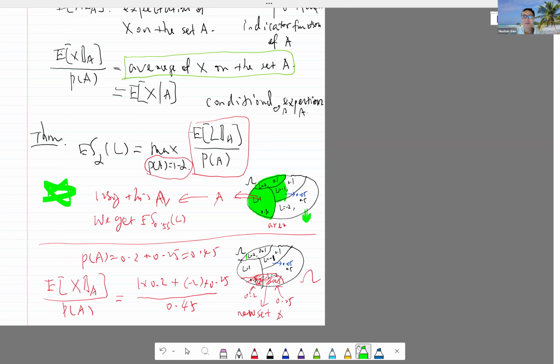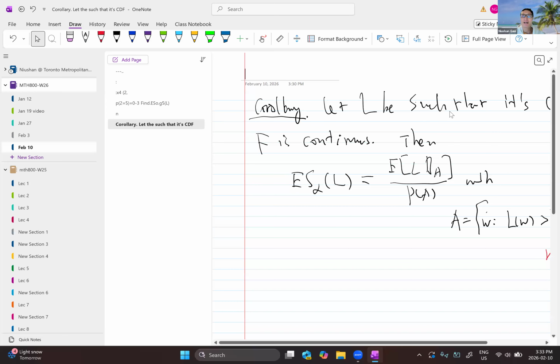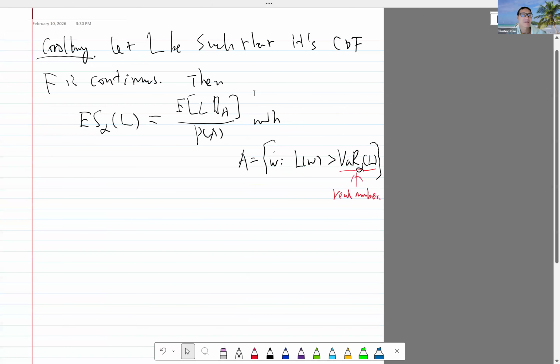Okay, until you reach the probability 1 minus alpha. For a continuous random variable, it's easier. You have a better way to find out the A you want. For a discrete one, you start with the largest value 2, 1, minus 1 until you reach the probability 1 minus alpha. For a continuous one, A has a very good expression. A is a set where L is larger than the value at risk.